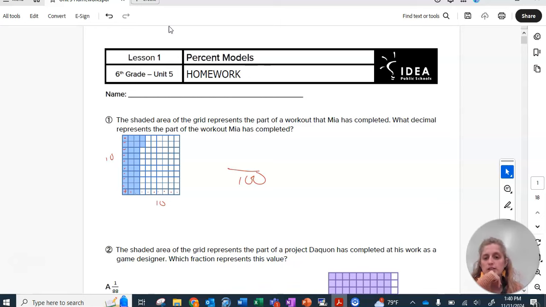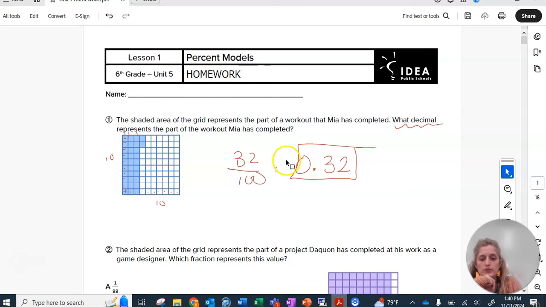How many are shaded? That's 10, 20, 32 out of 100. The question is, what decimal is that? So 32 out of 100 is 32 hundredths. This 3 is in the tenths place. This 2 is in the hundredths place. That's how you write it.